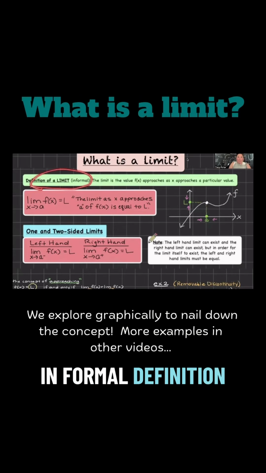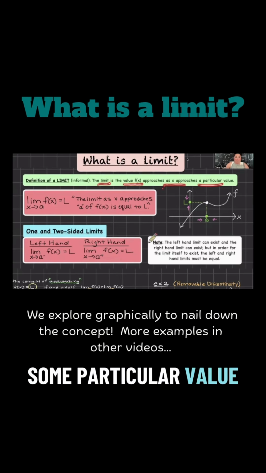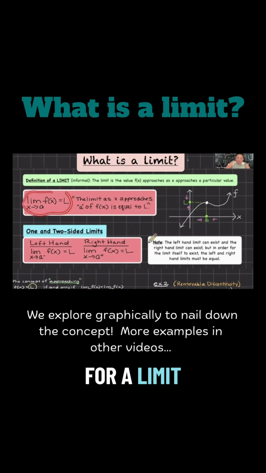As an informal definition, we're going to start out by saying that the limit is the value that a function f of x approaches as x approaches some particular value. Now, the notation for a limit looks like this, and we're going to read it as the limit as x approaches some number a of f of x is equal to some number L.